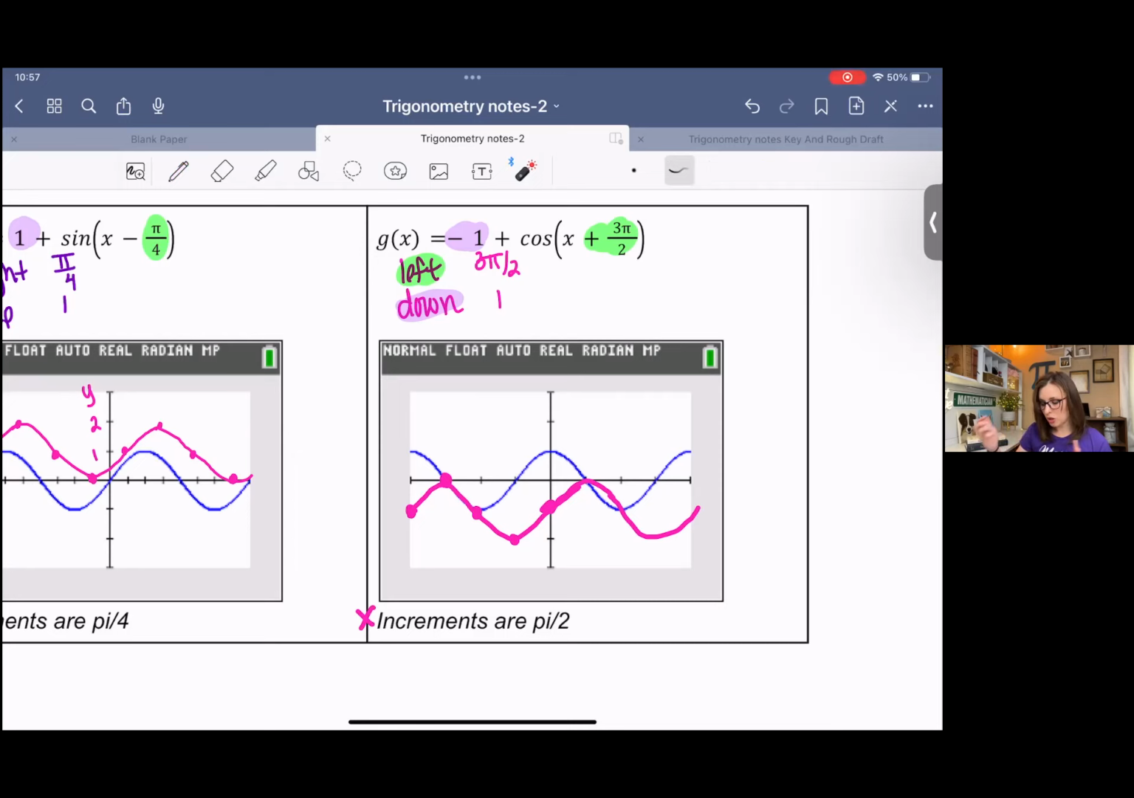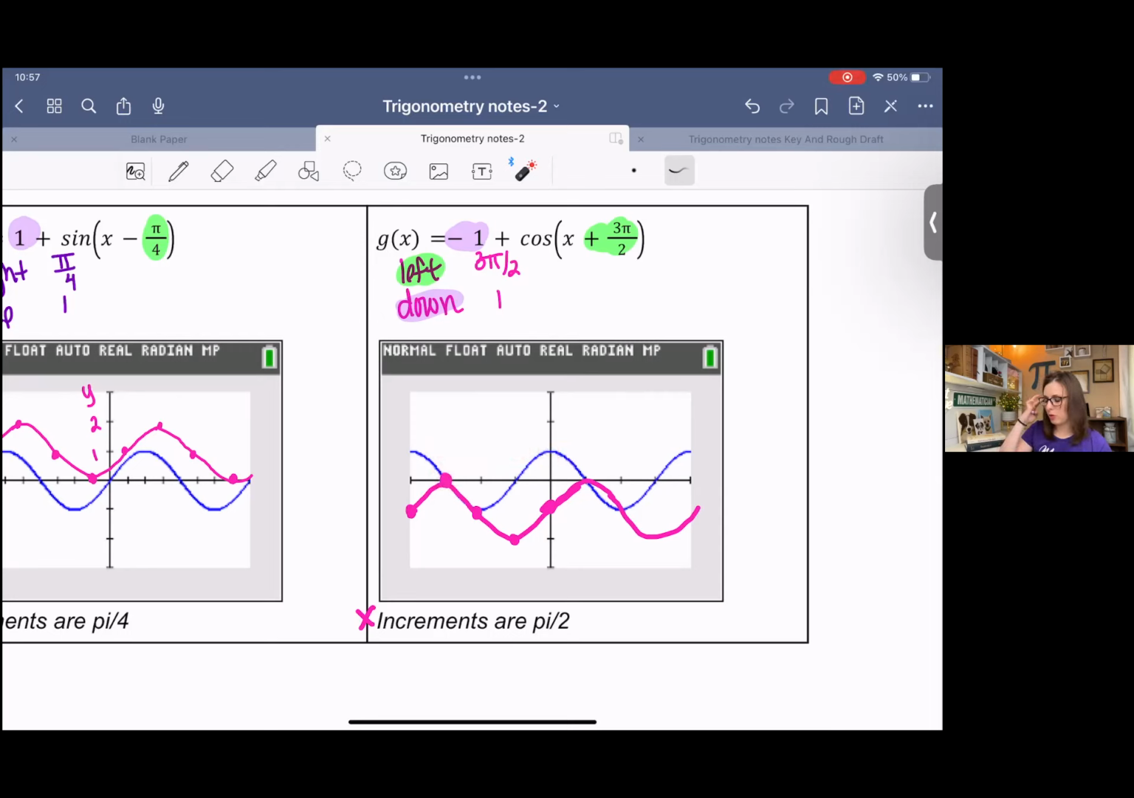So I took some reference points. I did have to mark them that I had used them because I was getting a little lost in them. I put a little X on them, and then I went back and erased those. So this one, we go left 3 pi over 2. That's 1 pi over 2, 2 pi over 2, 3 pi over 2, down 1. So that's the new point.